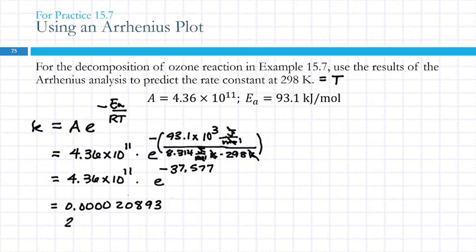So this is 2.0893 times 10 to the minus 5. How many sig figs do we probably want? Probably 3. So let's call this 2.09 times 10 to the minus 5.